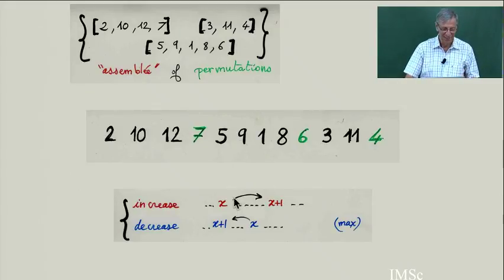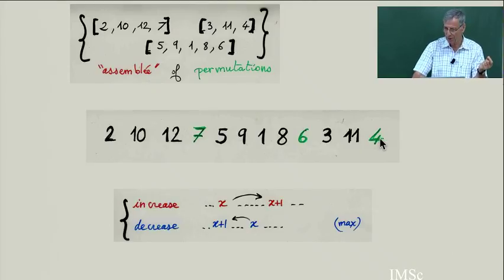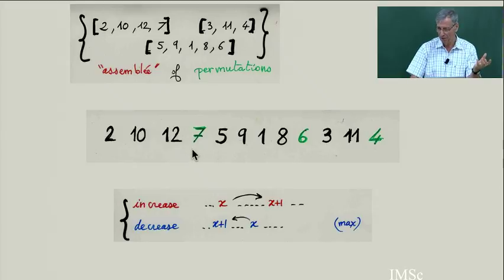But let's repeat again. Take an assembly of permutations like this with 3 blocks. They are unordered. I am going to put a total order on the blocks. In each block, I take the last letter of the block, and I put these last letters, 7, 6, and 4, in green, in decreasing order. This corresponds to the order in which I put the blocks: first the block with the biggest last element, then the second block, then the third block. I put them as a word, as a permutation.